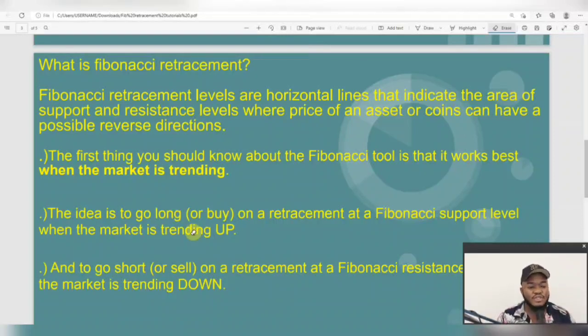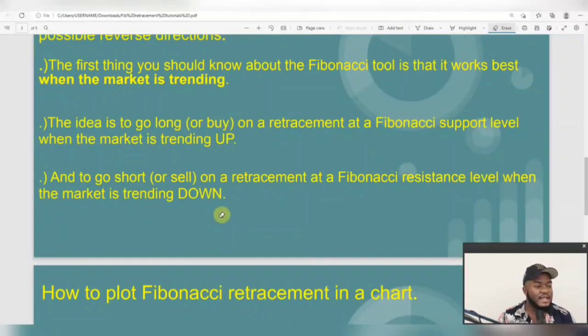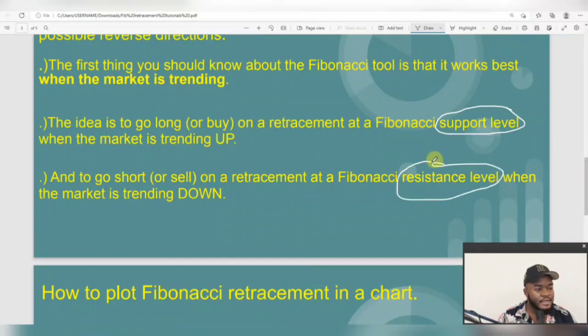Now, to go short, the inverse is the case: go short on a retracement at the Fibonacci resistance levels when the market is trending down. Okay, now the difference here is the idea is to go long or buy on a retracement at a Fibonacci support level. Now note this point here. This place says at the support level. Now this place says at the resistance level. This is the difference between the short and the long.